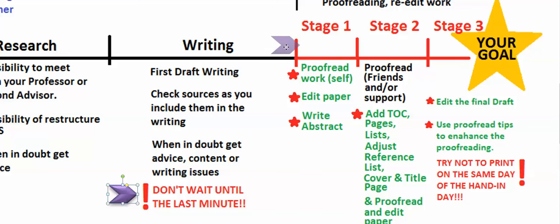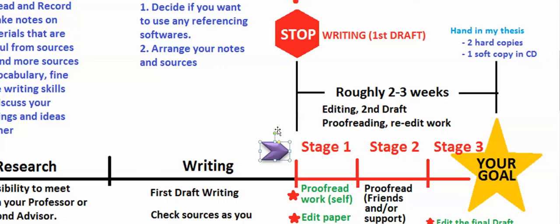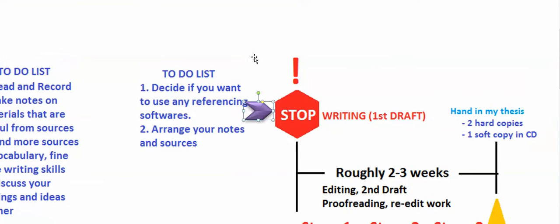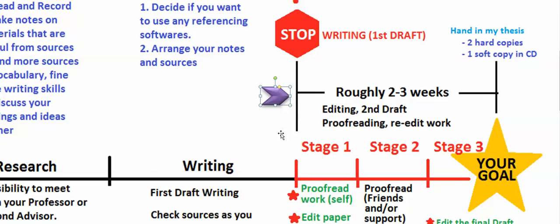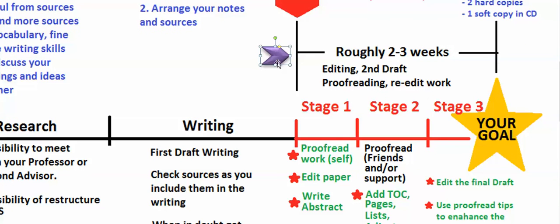So once you are done with the writing stage, where you stop writing because you have actually completed everything, and it's the first draft, give yourself about 2 to 3 weeks if you have spare time. Don't rush and say, okay, I'm done, I'm going to proofread it, and by next week I want to hand it in. Give this time where you need to edit, read your work and then re-edit.